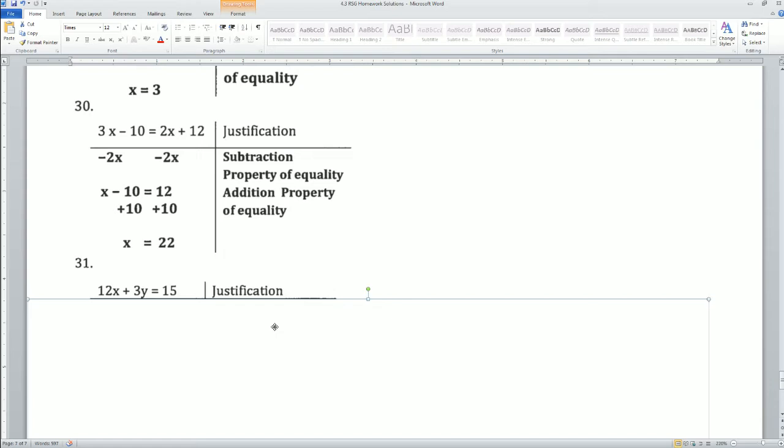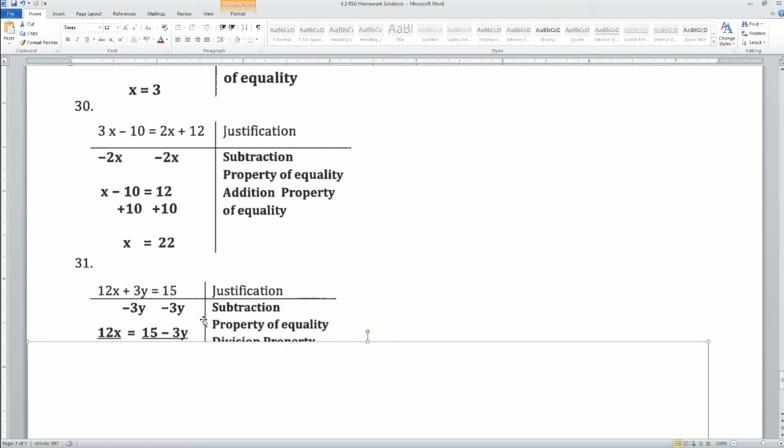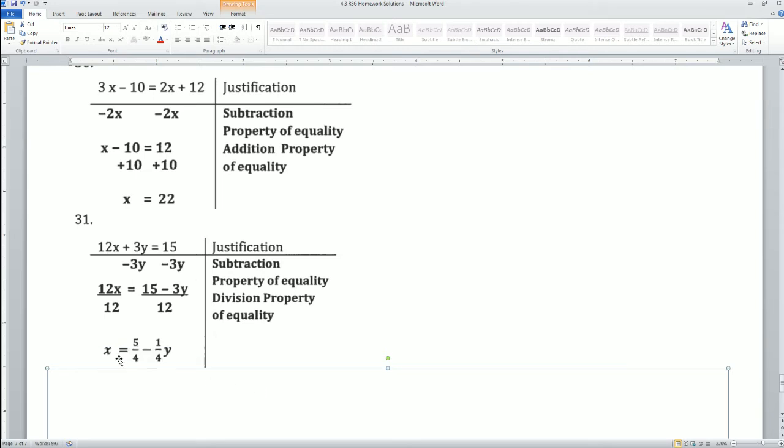31. 12x plus 3y equals 15. Subtract 3y from both sides. That is your subtraction property of the inequality. X is not alone. Divide by 12 on both sides. You get x equals 5 over 4 minus 1/4 y.